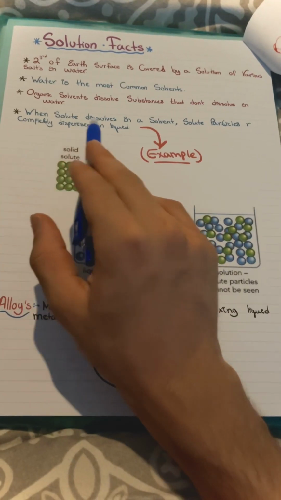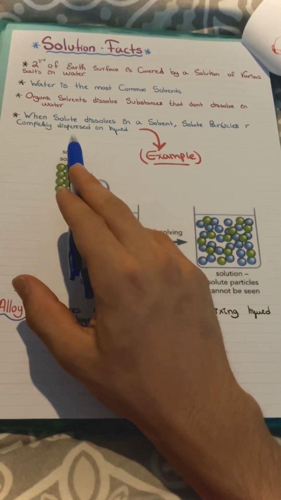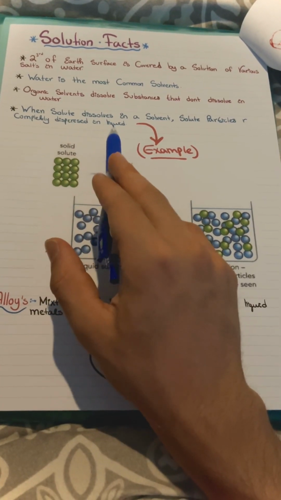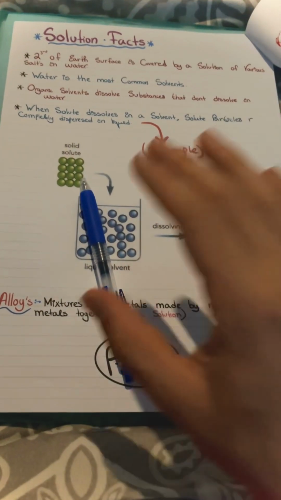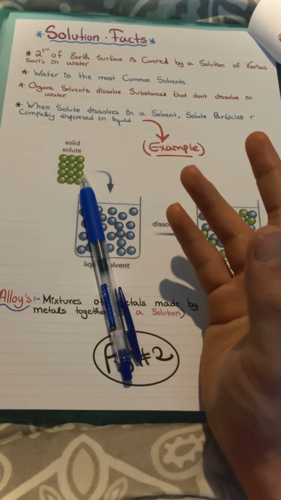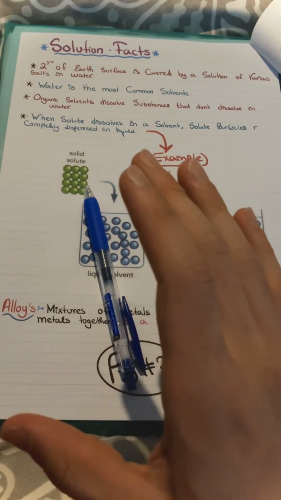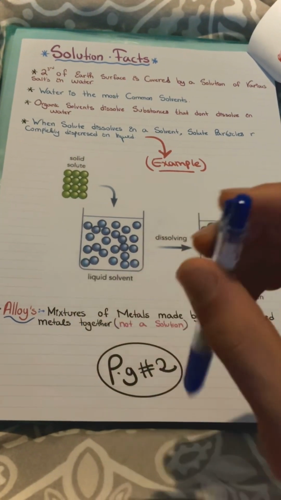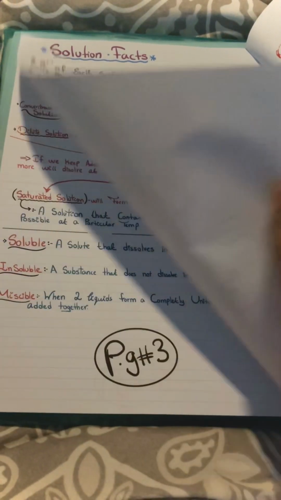When a solute dissolves in a solvent, solute particles are completely dispersed in a liquid. This one's very important. When a solute dissolves in a solvent, this means that the solute is not insoluble, it's soluble. This means that it is completely immersed and dispersed inside the solvent. An alloy is a mixture of two or more metals that basically makes metal harder.